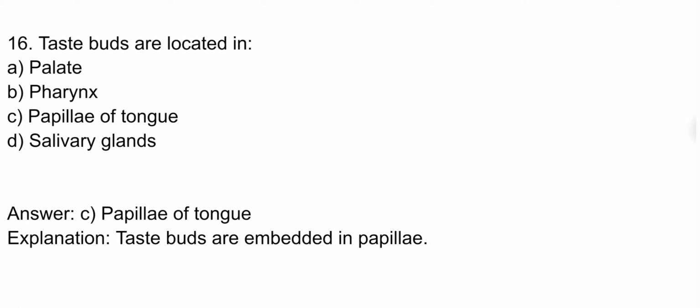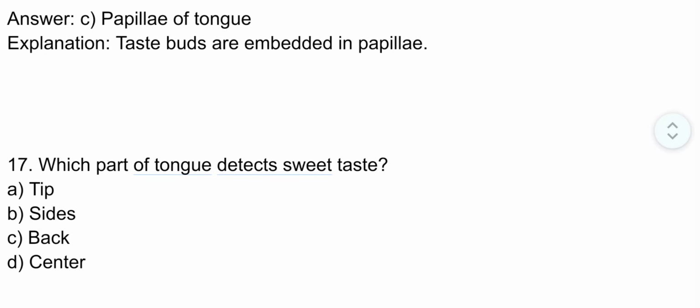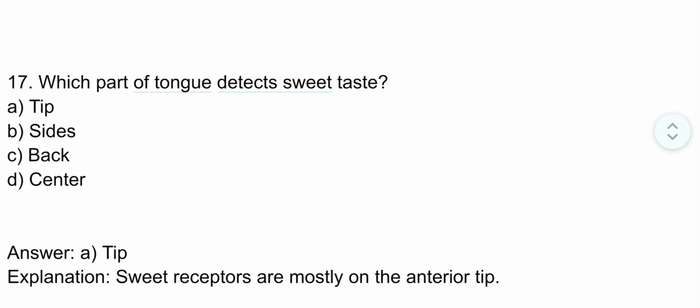Question number 17. Which part of the tongue detects sweet taste? The correct option is option A. Tip. Sweet receptors are mostly on the anterior tip.